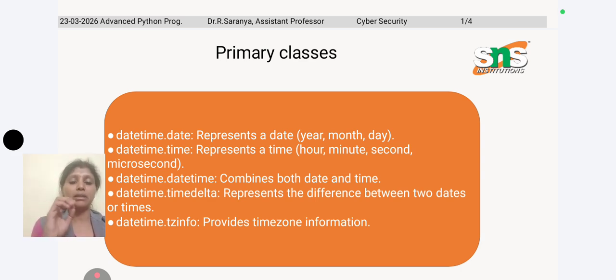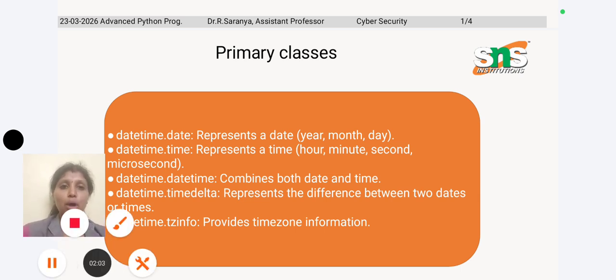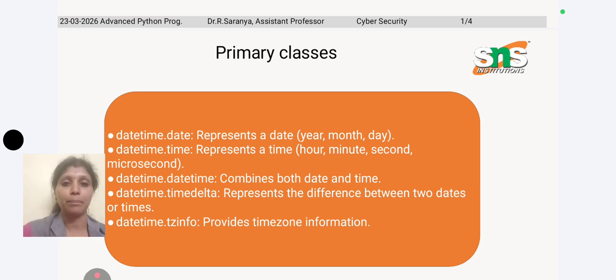The datetime.tzinfo provides the time zone information. If you are in need of time zone information in your application, for that reason we can embed datetime.tzinfo. Hope you understand the primary classes in datetime handling. Now we are going to see the methods. What are the methods we are going to use in order to implement the datetime?